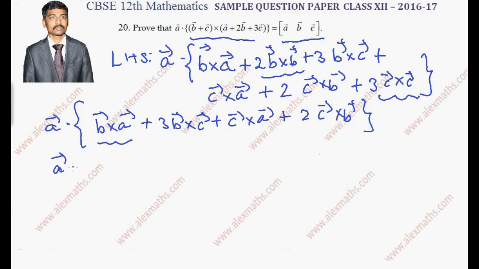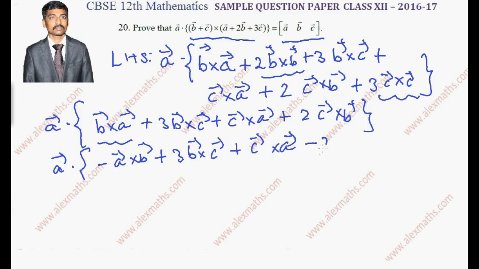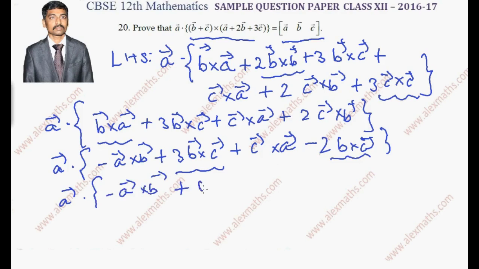That is a dot, this is minus a cross b. And this is already in the cyclic order, b cross c, so I'll keep it as it is. And this also is already in the cyclic order. And the last one is c cross b, so I'll take it as minus 2 b cross c. Now I can simplify the like terms, that is b cross c minus 2 b cross c, that will become a dot, minus a cross b plus b cross c plus c cross a.